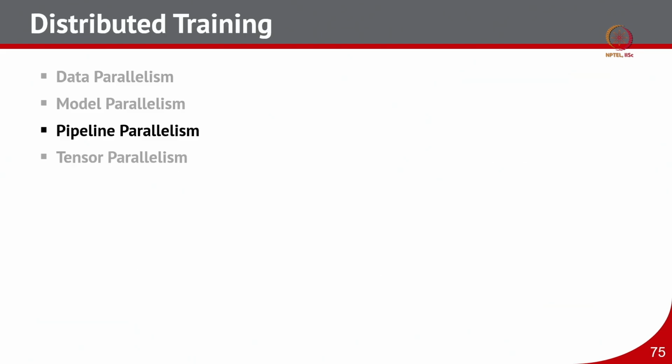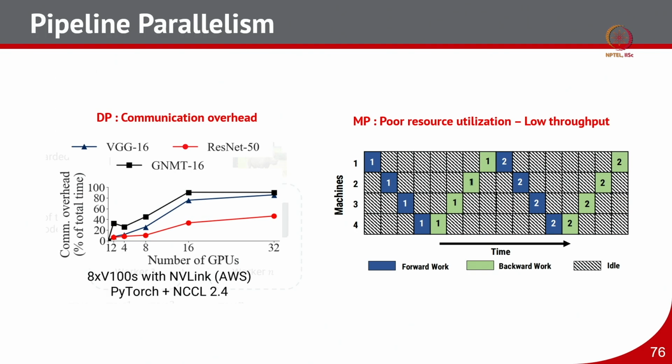So, due to these disadvantages of model parallelism, there exists something called pipeline parallelism. Before discussing pipeline parallelism, let us quickly recap the disadvantages of data parallelism. In data parallelism, as we already discussed, the communication overhead is very high.